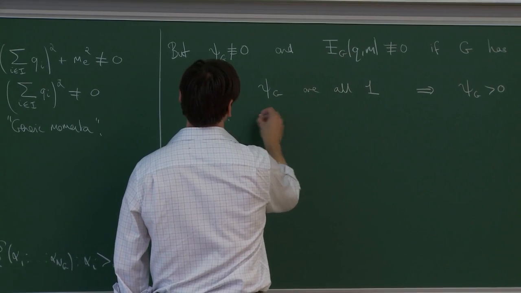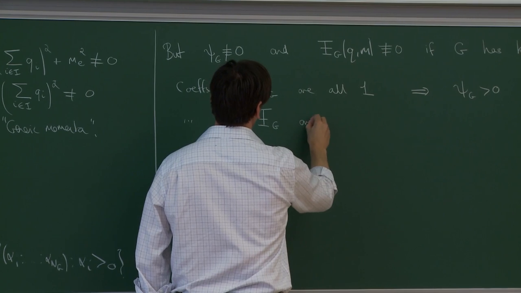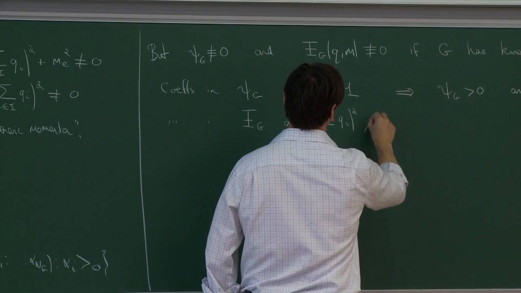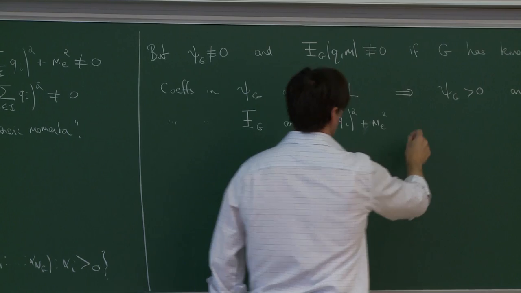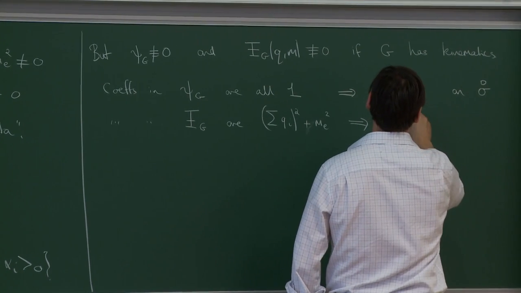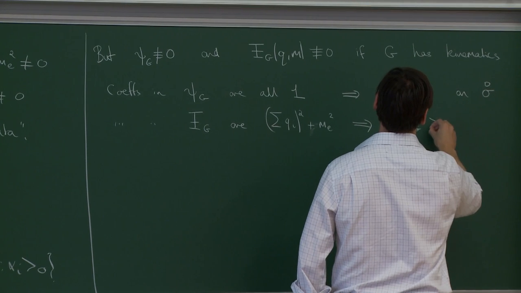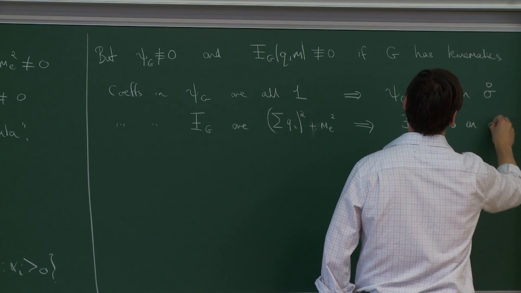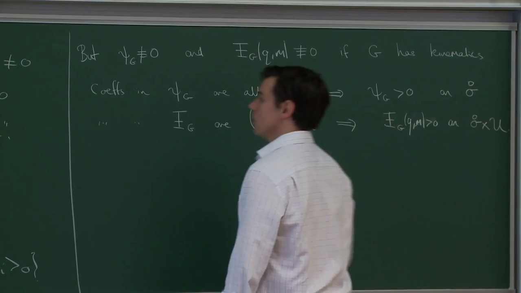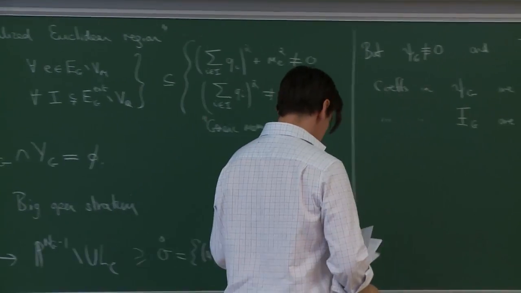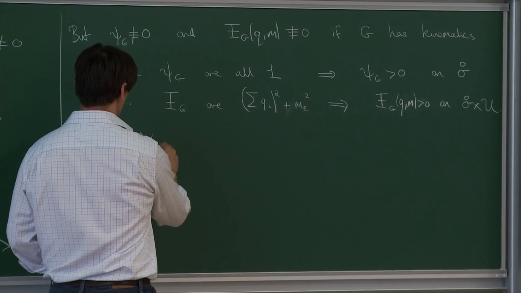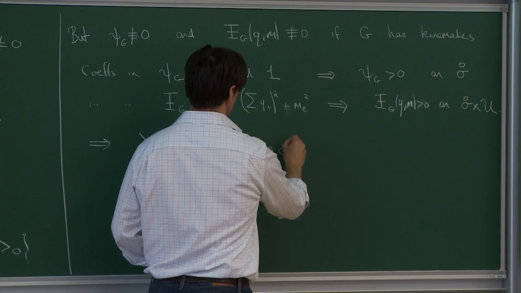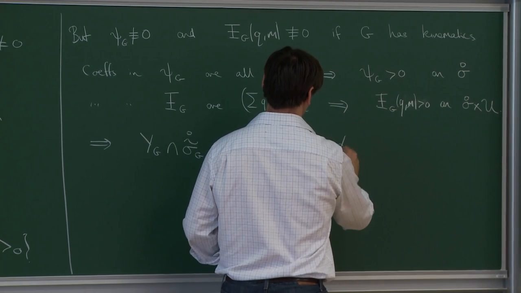And similarly, the coefficients in Xi G are all things like squares of momenta and m squared, stuff like this. And that implies that Xi G, because it's non-zero, is positive, I'll put the q's back in, on sigma cross U, where U is this domain here. So that means that Y G intersect sigma G tilde open is X G intersect sigma interior, and that's empty.